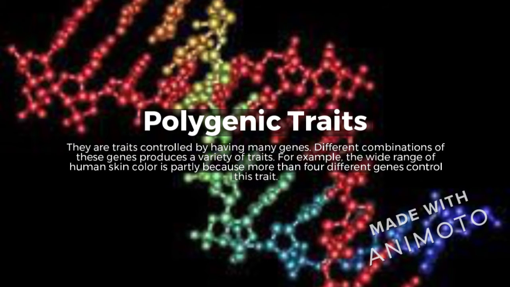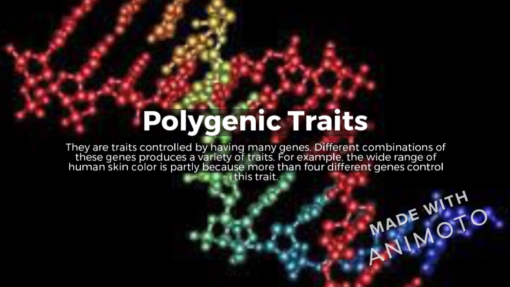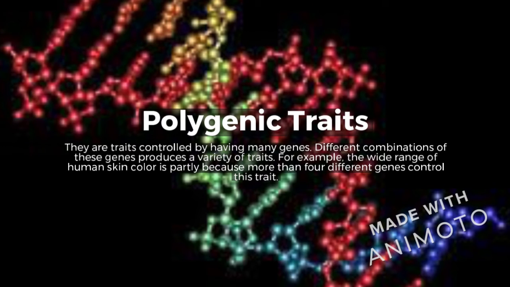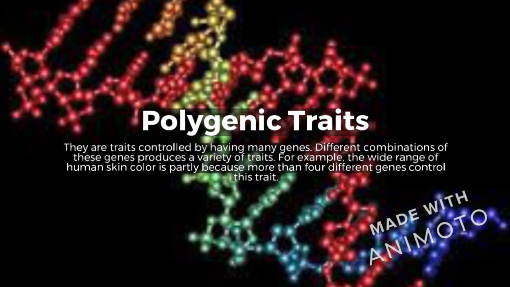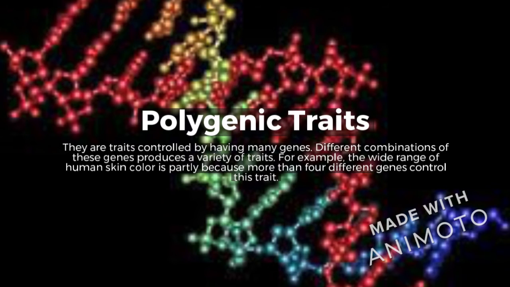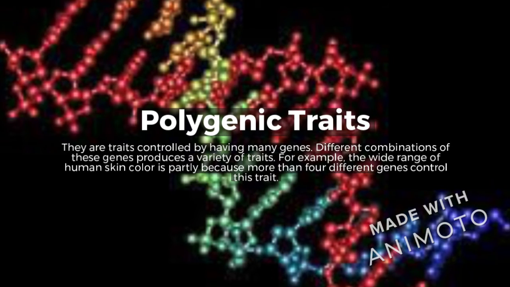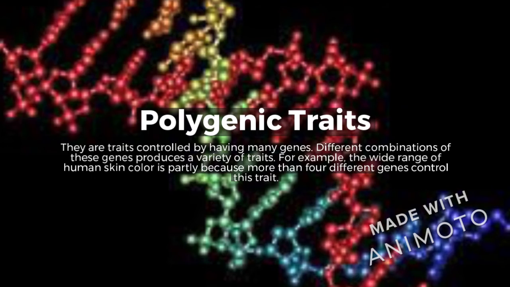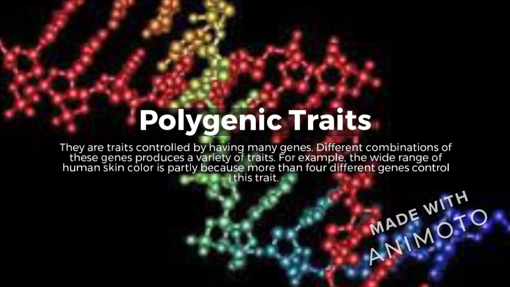Polygenic traits. They are traits controlled by many genes. Different combinations of these genes produce a variety of traits. For example, the wide range of human skin color is partly because more than 4 different genes control this one trait.